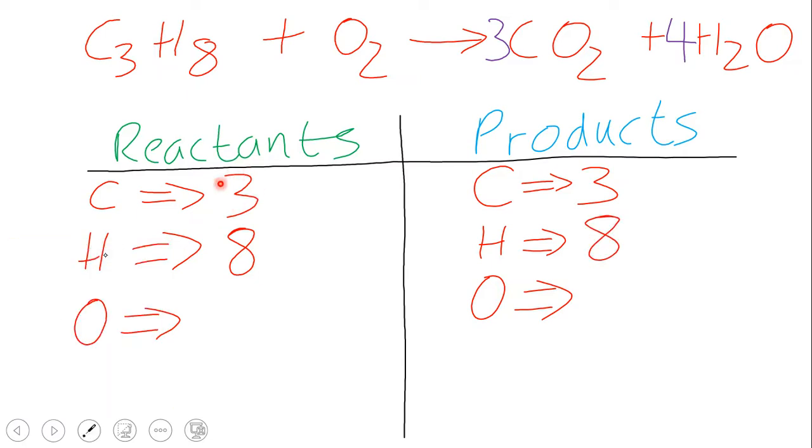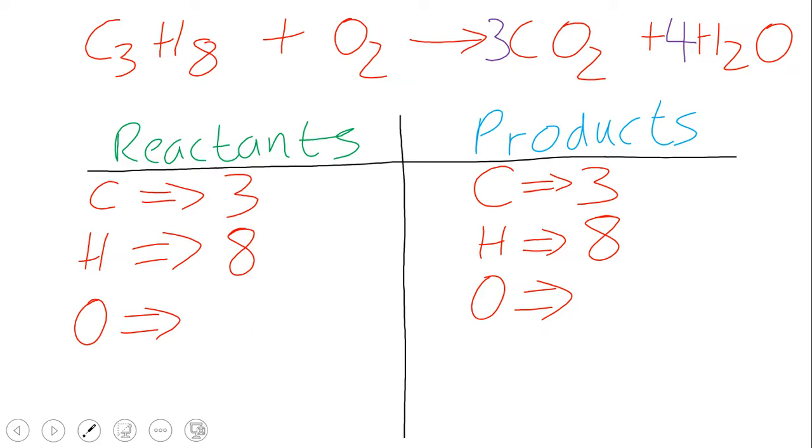For carbon on this side we have 3, and for carbon on this side we have 3. For hydrogen on this side we have 8, and on this side we have 8. And so we're almost balanced. The only thing we have to balance now is the oxygens.